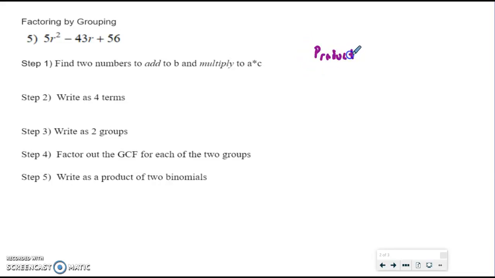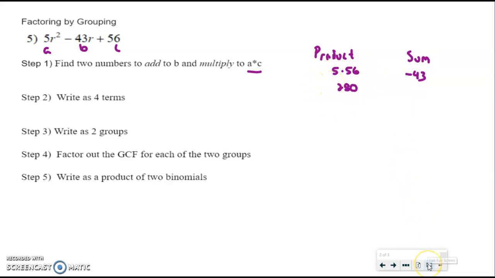In this case, to figure out what the product is, we're going to take a and c. If you guys remember, this is a, that's b, that's c. So we're going to take 5 times 56. And when I multiply those two things together, I get a product of 280. So I'm looking for things that get me a product of 280, but a sum of negative 43. So I'm going to think about everything in the whole wide world that gets me 280.